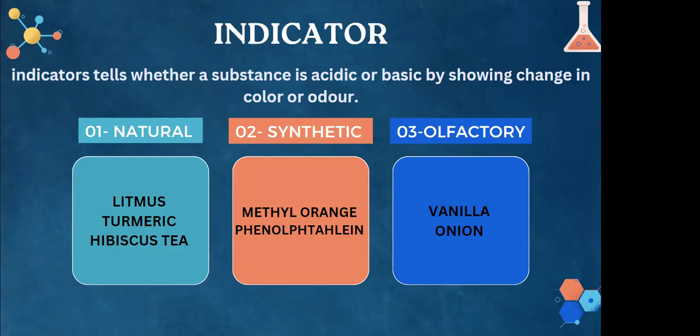When we talk about natural indicators, we have three: litmus, turmeric, and hibiscus or China rose. Among synthetic indicators, we have methyl orange and phenolphthalein. In olfactory indicators, we have vanilla essence and onion, because both have a very sharp smell. So let's see some videos of their tests, then we will come back to the results.